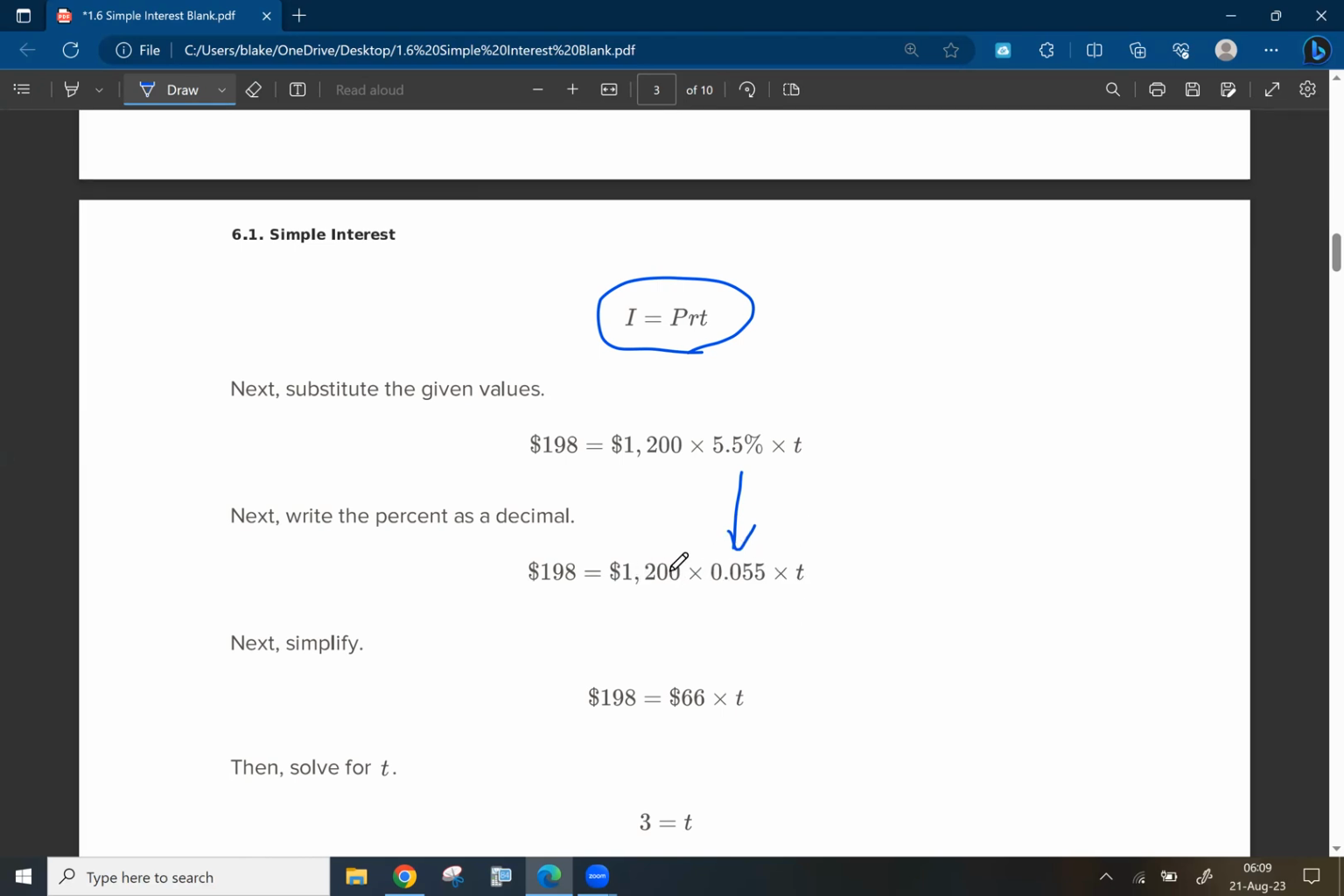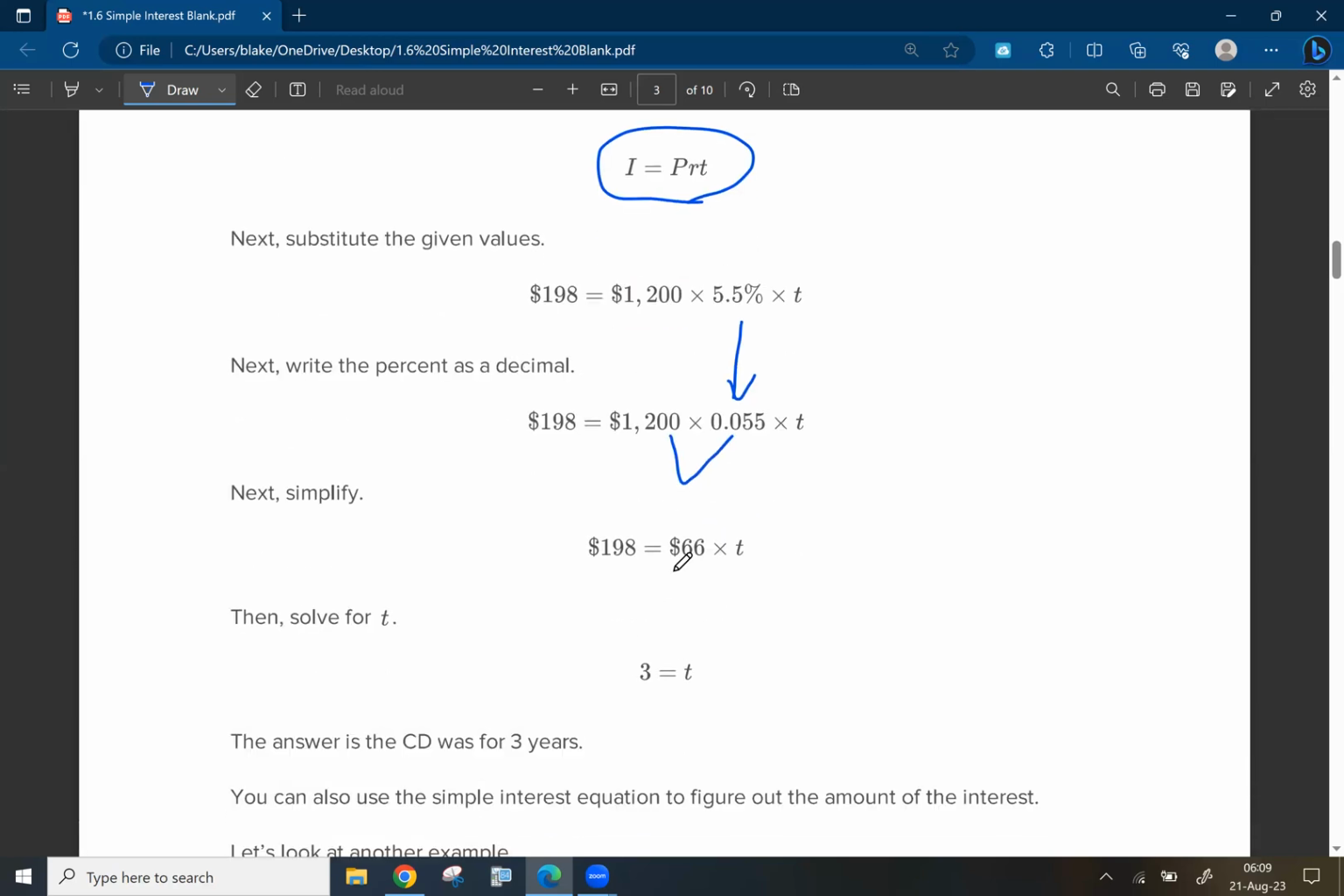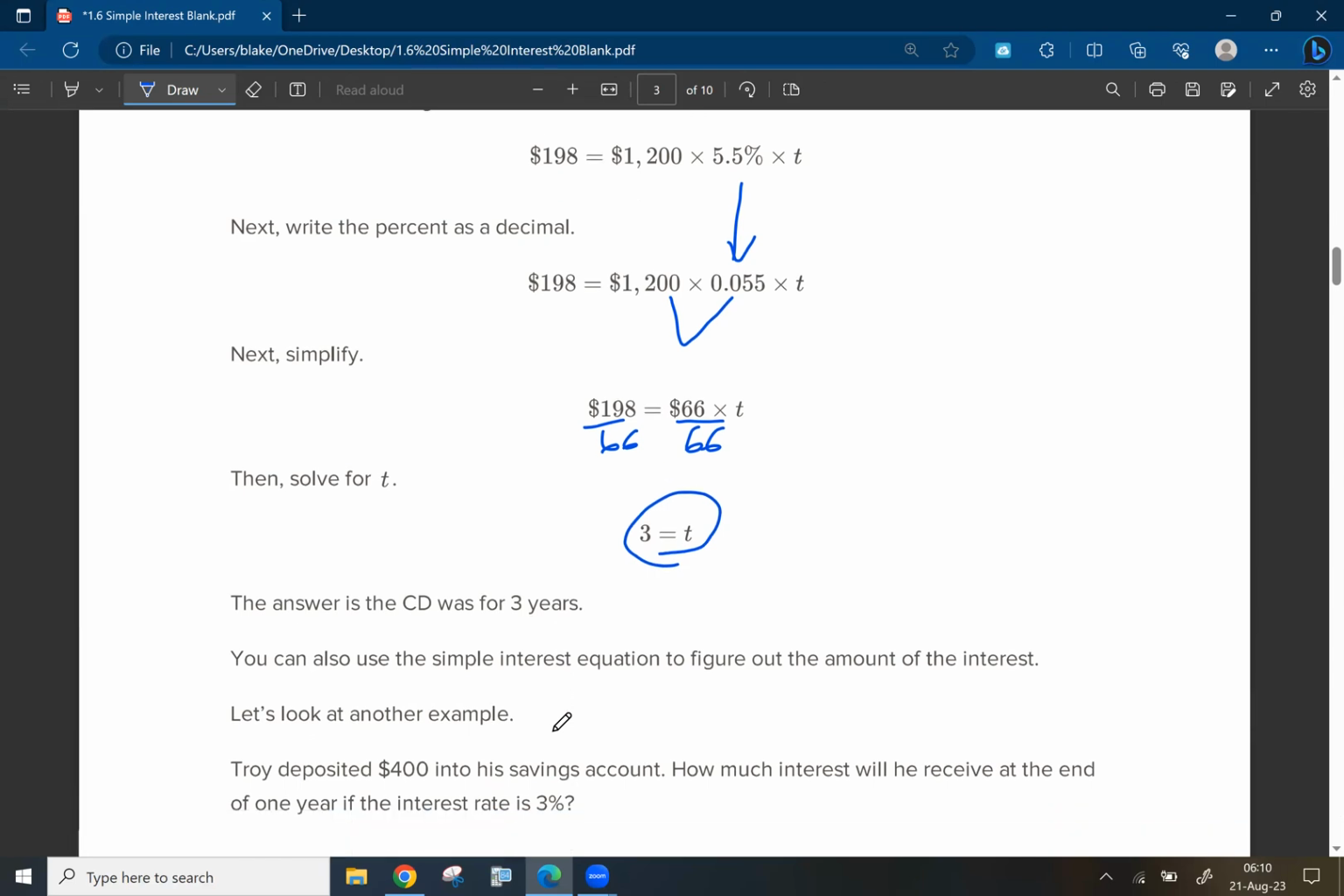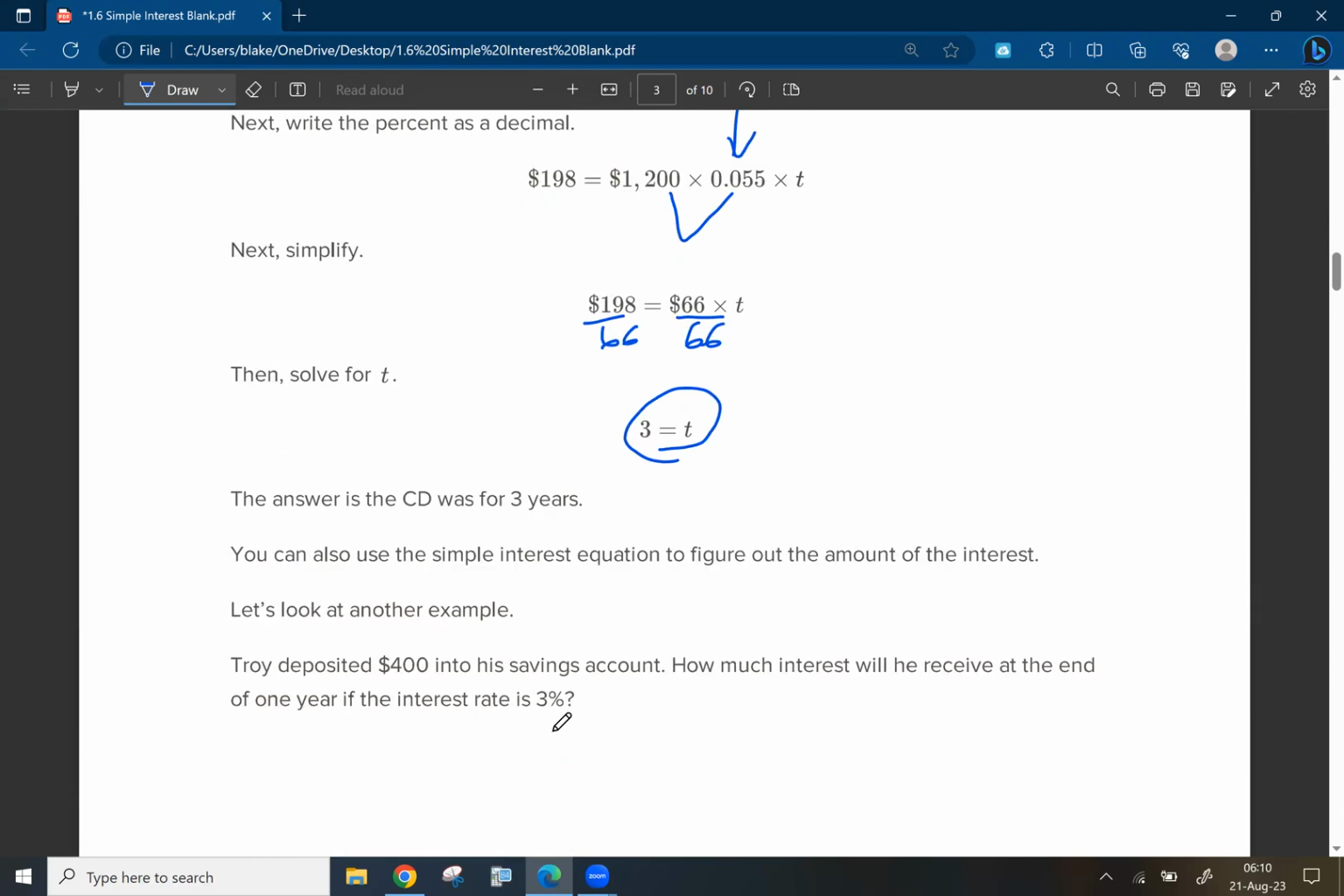Using some regular math, we multiply these two together. 1,200 times 0.055 gets you 66. Since it's multiplication, you divide by 66 on both sides, leaving you with T equal to 3. That tells us the CD was there for 3 years.